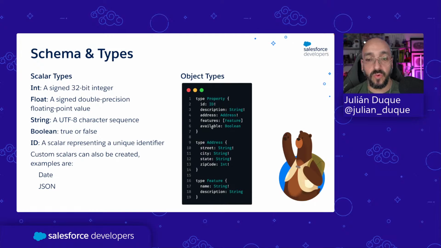The same goes for availability. If the property is available or not, I am not defining that this is required. All of the fields for address are required, and for the feature, just the name. And I can have relationships between different types. So here a property has a relation to address and has a multiple relation to features and so on. So all of my different types can be related.